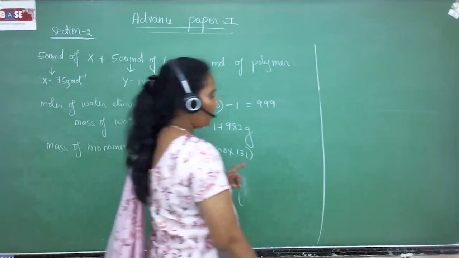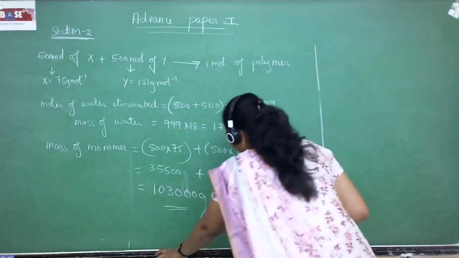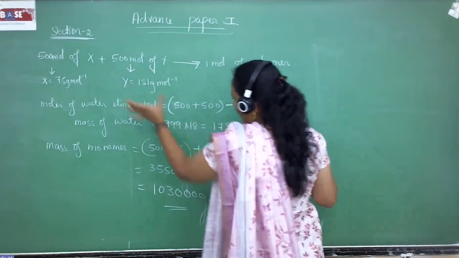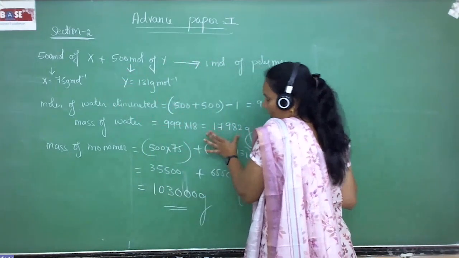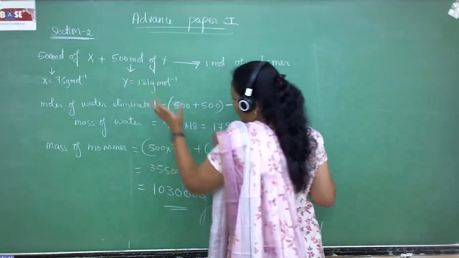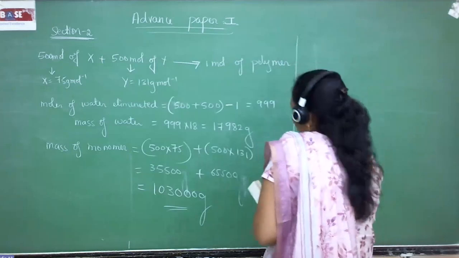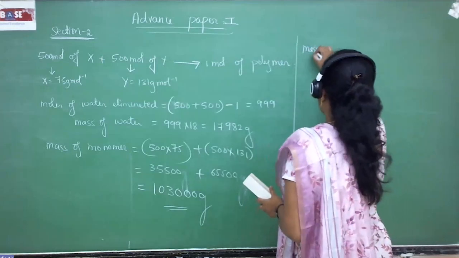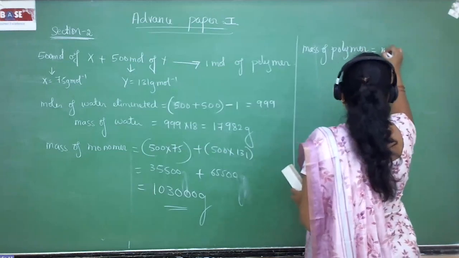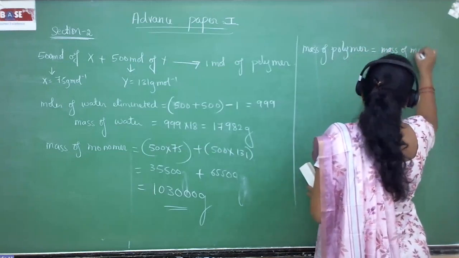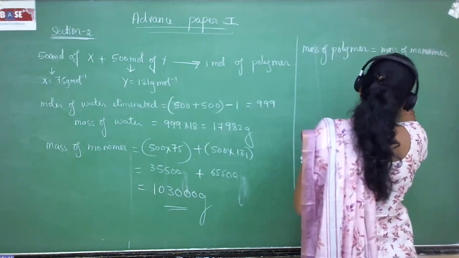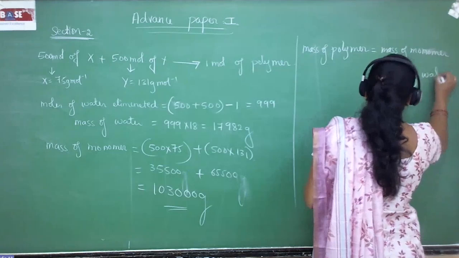But what is the question? The question is the mass of the polymer, right? Therefore, we took this much mass of monomer, out of which this many grams of water is being eliminated. Therefore, the mass of polymer formed is nothing but the total mass of the monomer minus the mass of water which is getting eliminated. Therefore, mass of polymer is equal to mass of monomer minus mass of water which is getting eliminated.